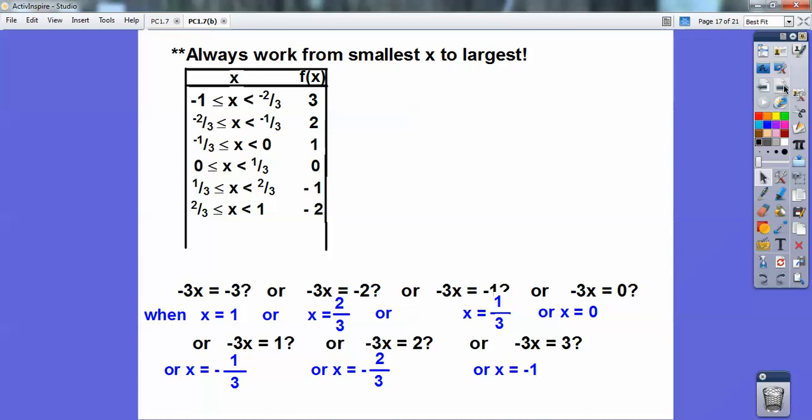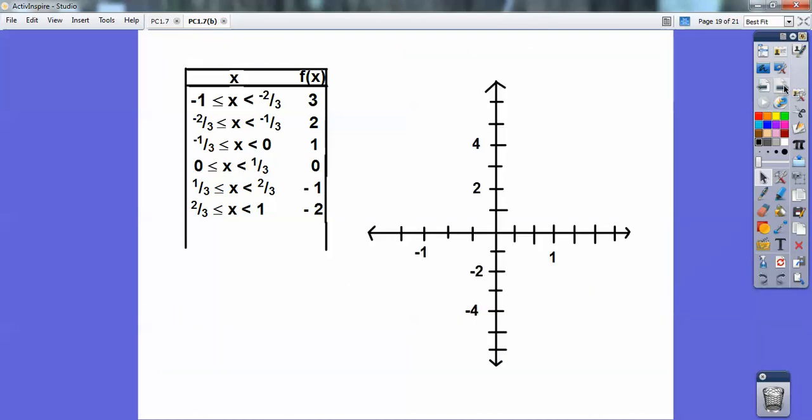So what's happening is it's giving me these graphs right here. Notice my x-axis is separated by 1/3, you guys. This is negative 1/3, negative 2/3, negative 1. This is positive 1/3, positive 2/3, positive 1. So let's go from x equals negative 1 to negative 2/3. That's this little region right here. F of x equals 3, so it's going to be way up here. It's going to be closed at negative 1, open at negative 2/3.